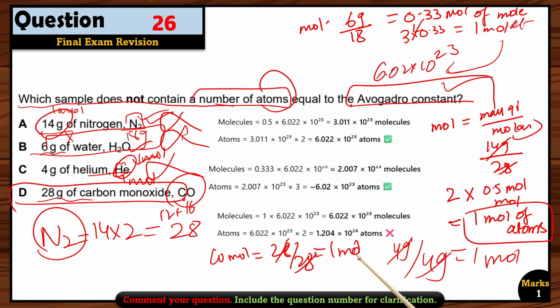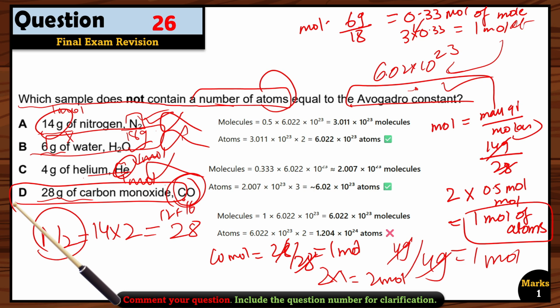It contains 1 mole of molecules, but we are looking for atoms. How many atoms are present? 2 atoms. So 2 into 1 is equal to 2 moles of atoms. It means carbon monoxide is not equal to Avogadro's constant, because the value is bigger than 1 mole of atoms. 1 mole of atoms has Avogadro's constant, but this is double the Avogadro's constant, right? That's why option D is the right option.